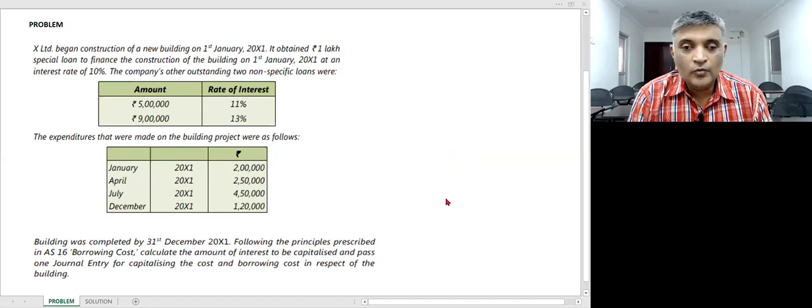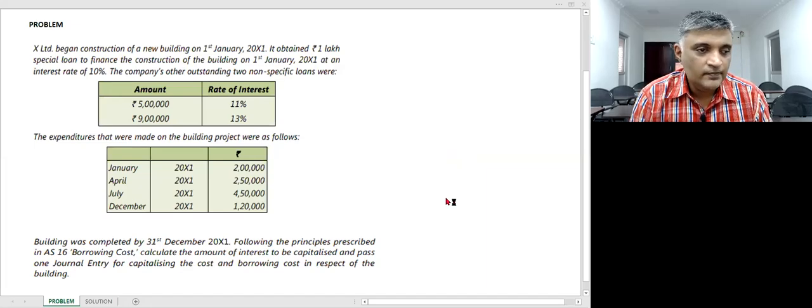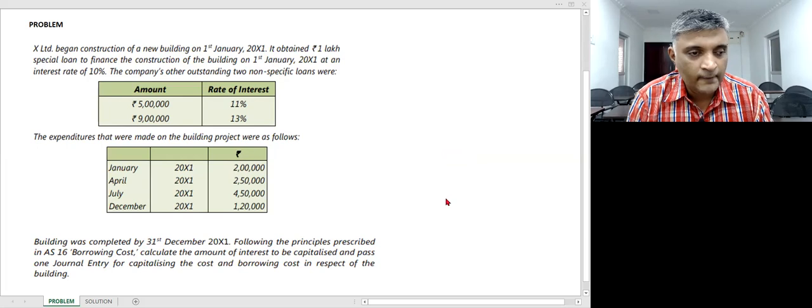All right, we'll now move on to the next problem in AS16. X Limited began construction of a new building on 1st of Jan X1. It obtained rupees 1 lakh special loan to finance the construction of the building on 1st of Jan X1 at an interest rate of 10%. This is a specific borrower. The company's other outstanding two non-specific loans are rupees 5 lakhs at 11%, 9 lakhs at 13%. This is a generic borrower.